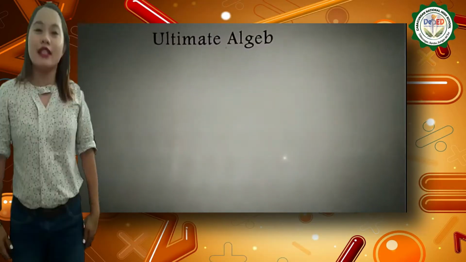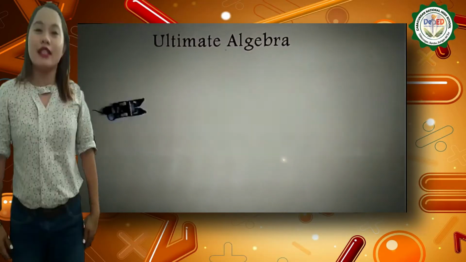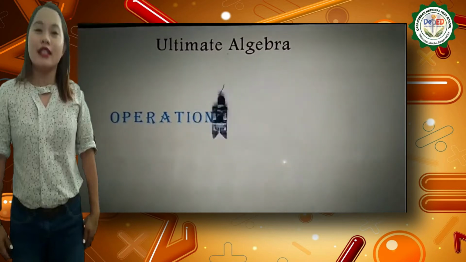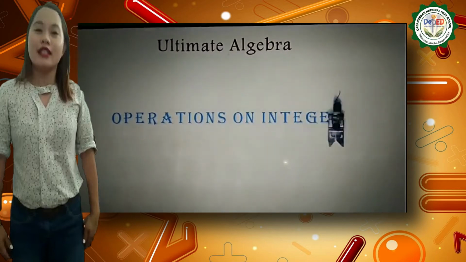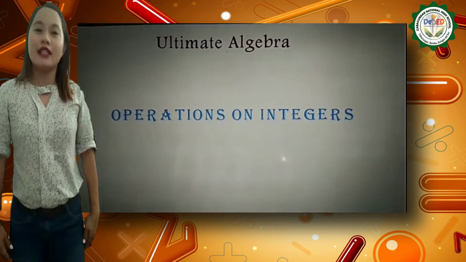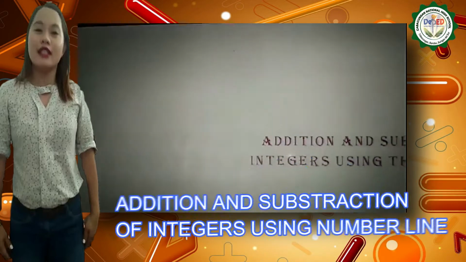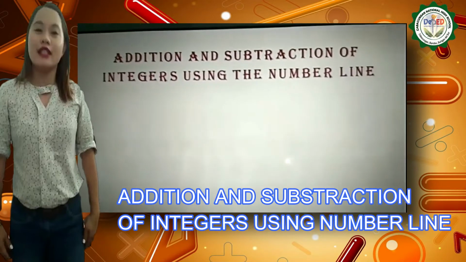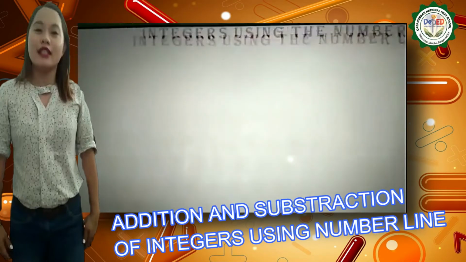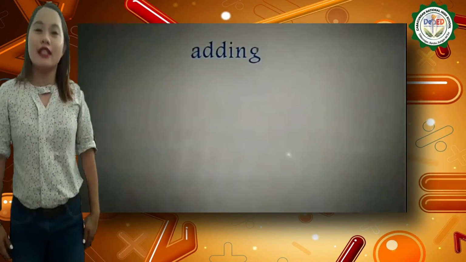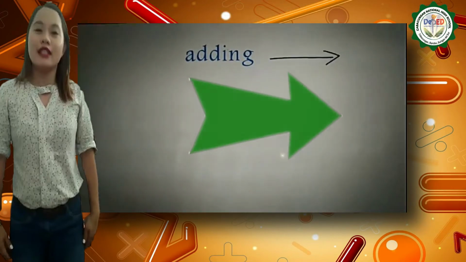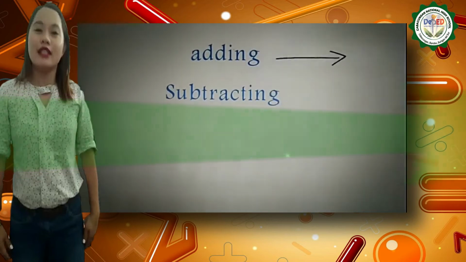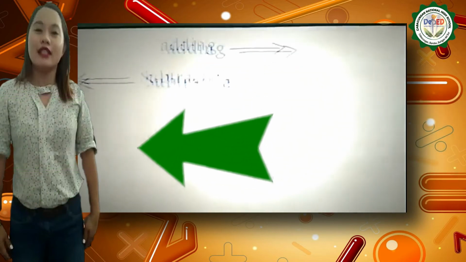Our topic today is all about fundamental operations on integers. In this lesson, we're going to distinguish the rules on different operations of integers. The first one is addition and subtraction of integers using the number line. Using the number line, the only thing you have to remember is that when you are adding, you move to the right. And when you are subtracting, you move to the left.